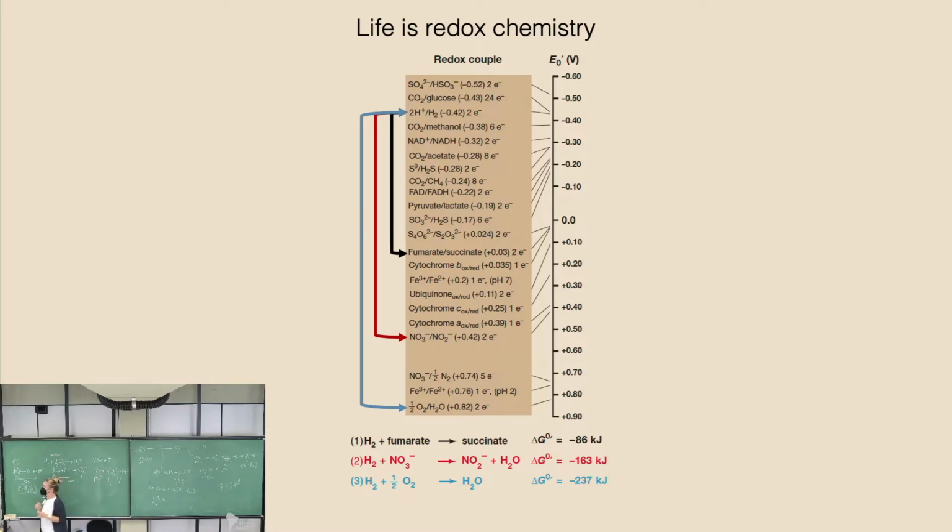But then you can ask, okay, here you have a few couples. So you can, yes, combine hydrogen and fumarate and succinate, but this is just a fraction of the reactions that a cell is doing in its metabolism. So what the cell has devised are basically intermediaries that can match couples that otherwise wouldn't do a redox reaction and favor these reactions.